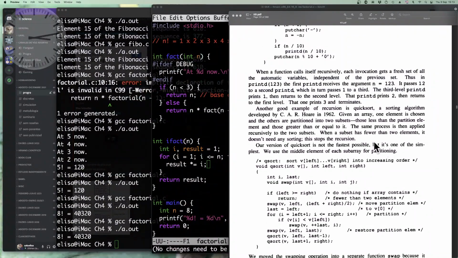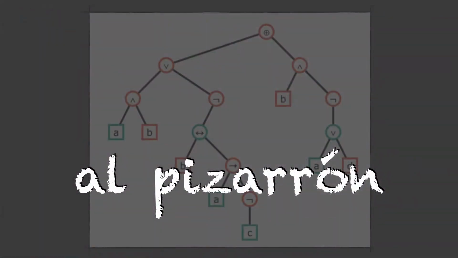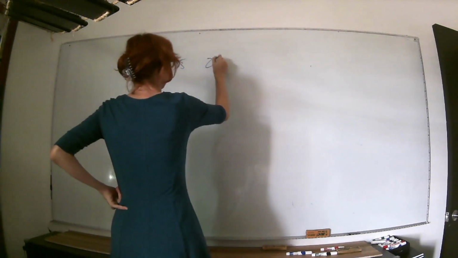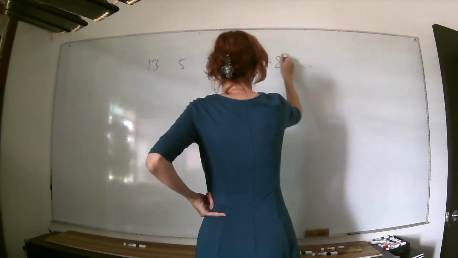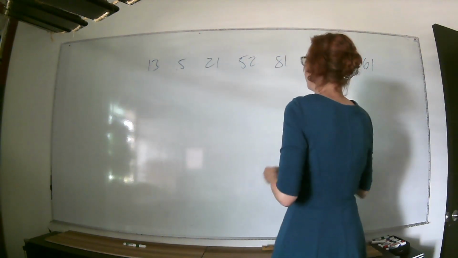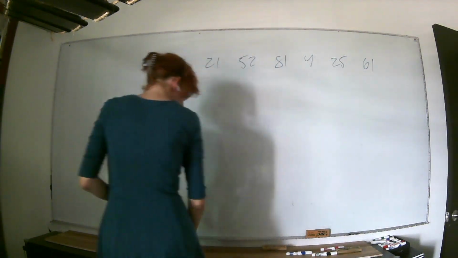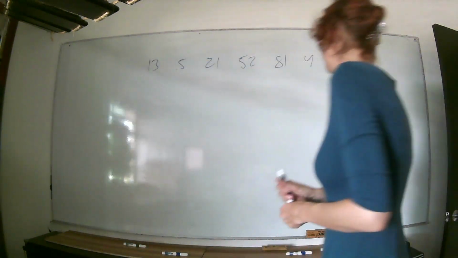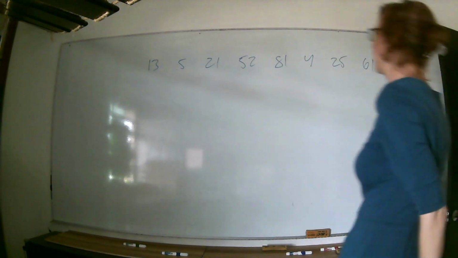So let's see what this looks like. Okay, so let's say I have my numbers here. I have a 13 and a 5 and a 21 and a 52 and an 81 and a 4 and a 25 and a 61. Let's say I want to sort these. So what I do first is I pick a number, any number. I'm going to pick the 52.